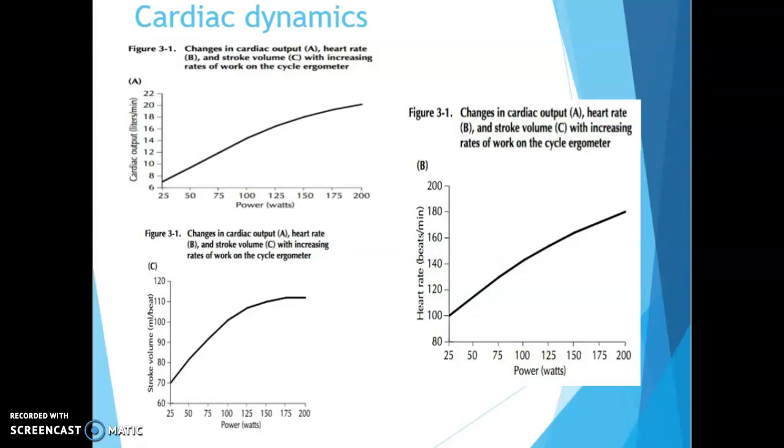There are 3 different graphs on this page, as seen, which show the effect of cardiac output, heart rate and stroke volume on the power exerted. Each has a steady increase after exercise has increased.